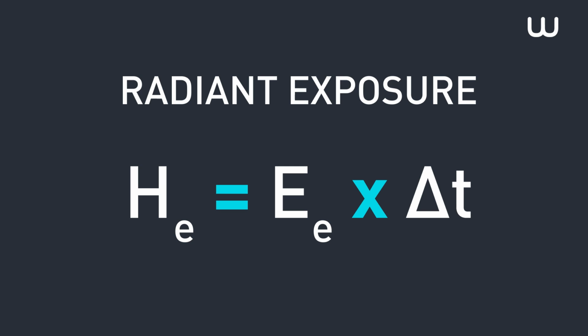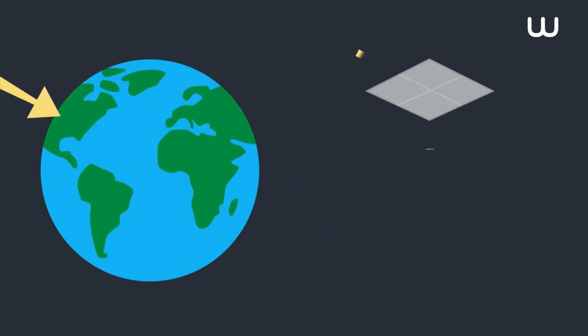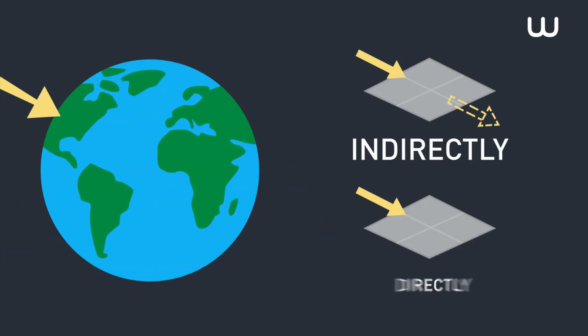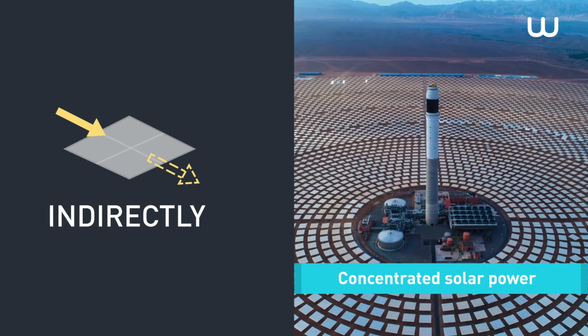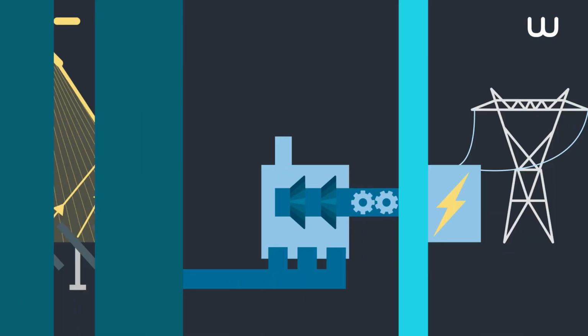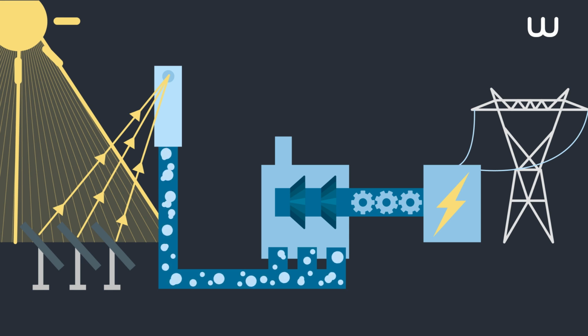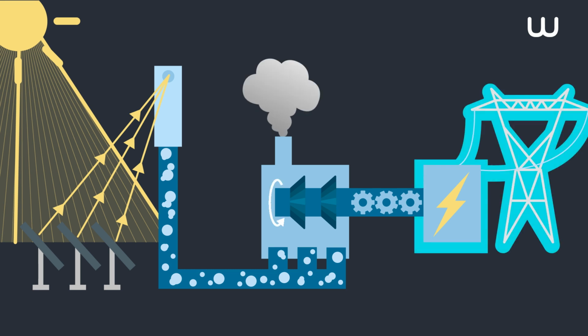When solar energy finally reaches the Earth's surface, it can be used indirectly or directly. In the first case, the radiation is concentrated in one spot. This is the principle behind concentrated solar power. The solar energy is transformed into thermal energy, which warms a heat-transporting liquid, often water. After being transformed under pressure into a gas, it turns a turbine to power a generator. This mechanical energy is then converted into electrical energy.